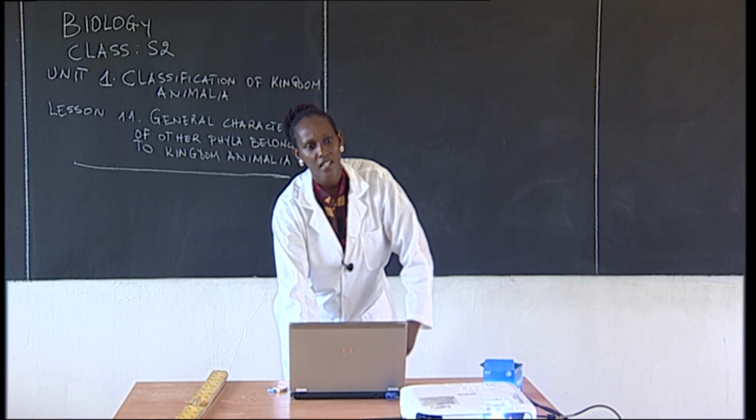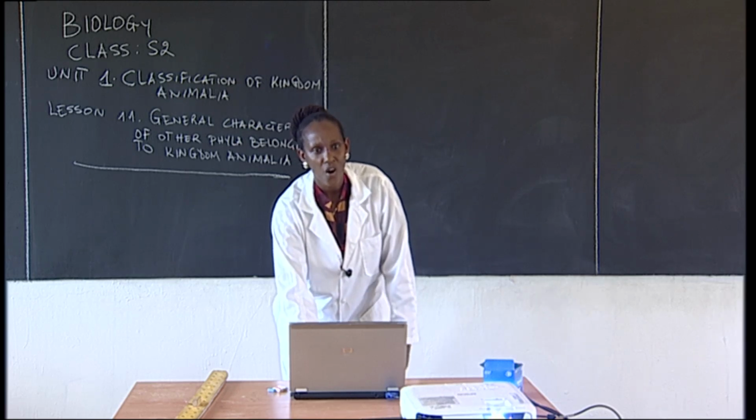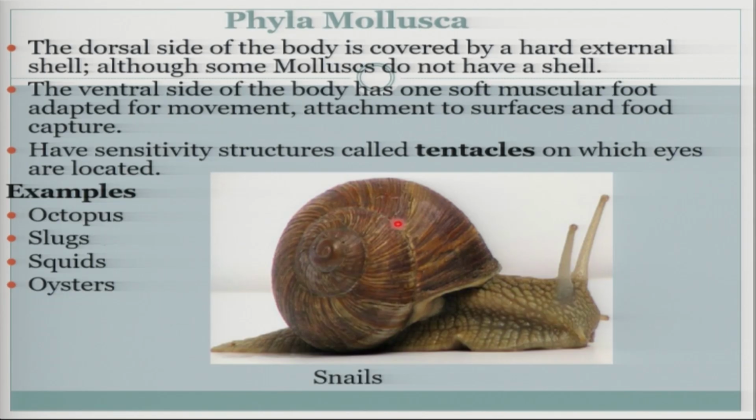Look at the screen. The mollusca has a shell, of which the shell is very hard. You see? A very hard shell. So organisms in phylum mollusca have got a hard shell that covers the upper part, all right? The external part. Those are mollusca. That is the external part. The ventral side of the body has one soft mollusca foot. So they have the kind of soft foot down here on the lower part.